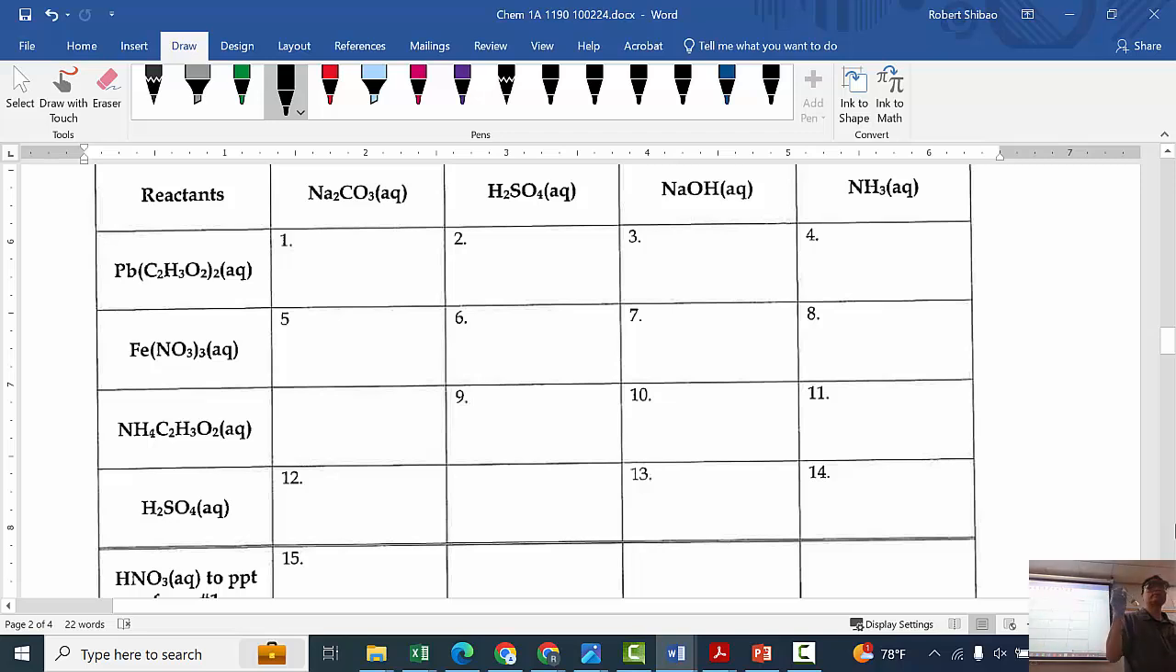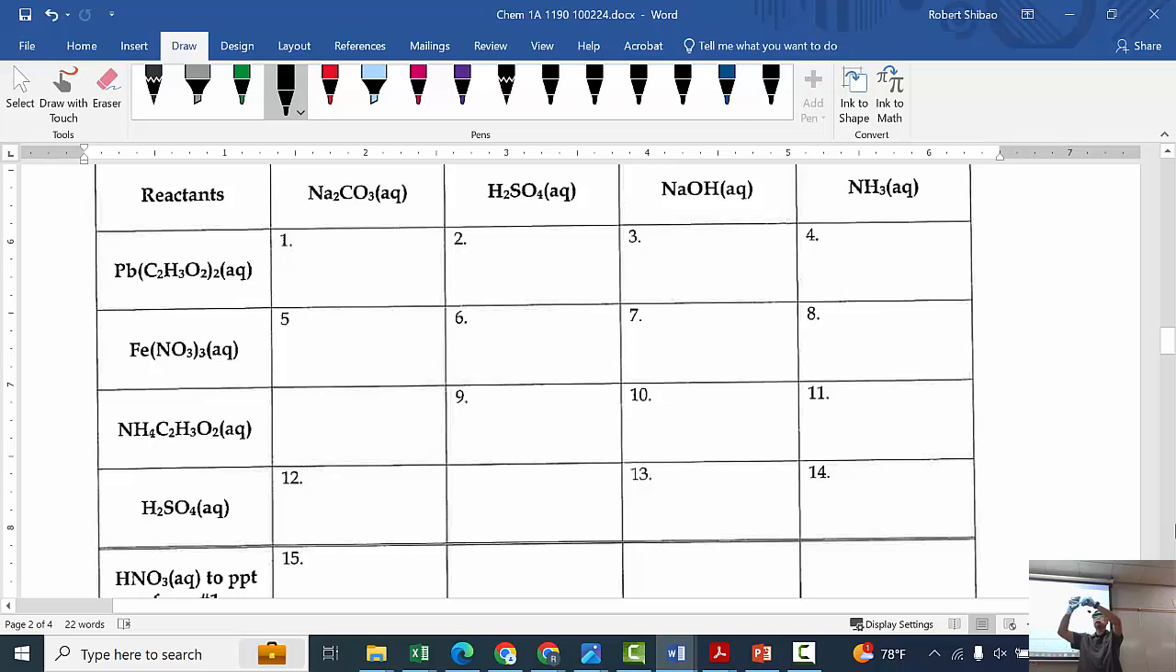And so that one we call an NR. Even though the color faded, there's really no reaction there. And so NR, that's number 6. Number 7, iron 3 nitrate with sodium hydroxide. See what happens here.